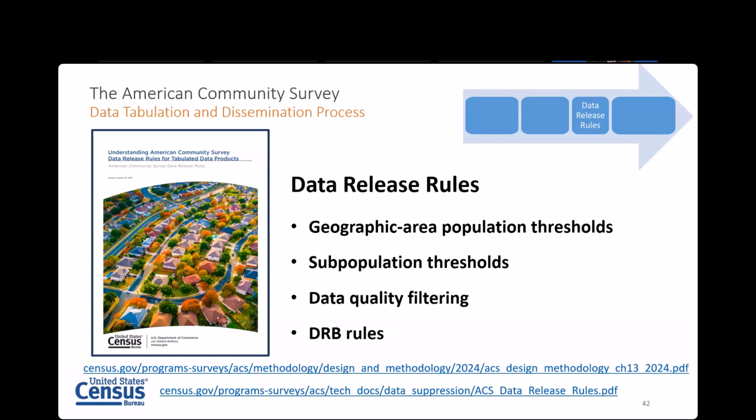Data quality filtering, which is also applicable to just the 1 year and 1 year supplemental estimates, is implemented to ensure that the ACS data meet the Census Bureau's statistical standards for reliability. For example, if more than half of the estimates in a single table are not statistically different from 0, the table is not published. Finally, the Census Bureau Disclosure Review Board, or DRB, establishes additional rules such as minimum unweighted sample requirements for certain types of estimates, such as medians, means, or aggregates.